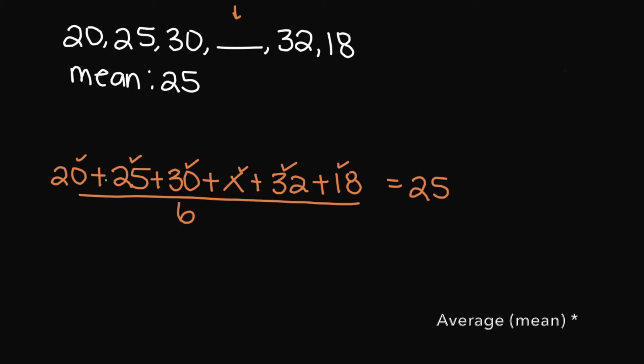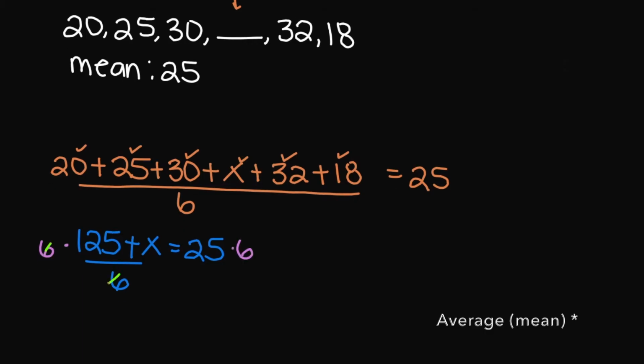So now I'm going to add all of my numbers here in my numerator. When I add 20, 25, 30, 32, and 18, I'm going to get 125 plus x, this is my missing value, divided by 6 equals 25. Now we're going to solve for x. I'm going to multiply both sides by the number 6. My 6s here are going to cancel out, so I'm left with 125 plus x equals 25 times 6. This is going to equal 150.